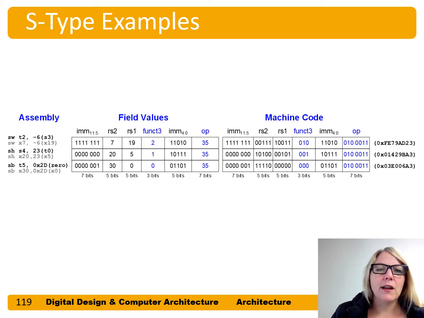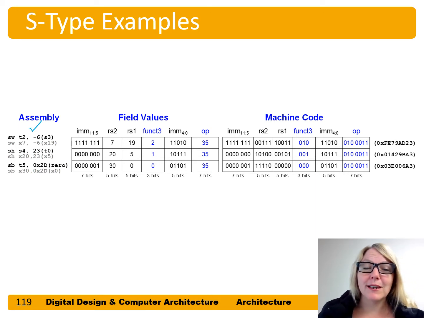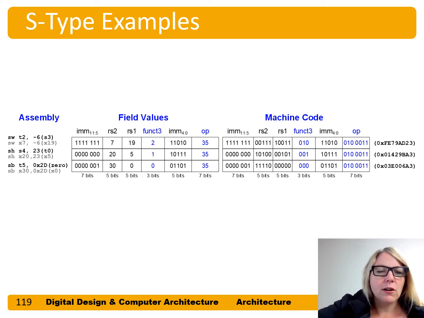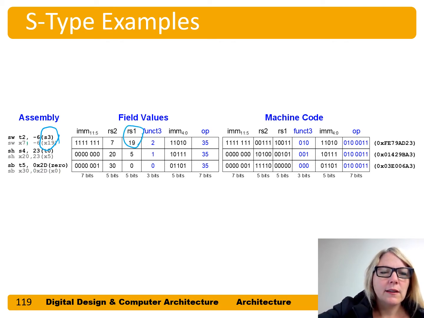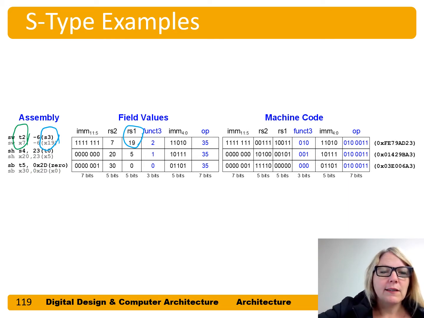So here are some example S-type instructions. We have store word, store half, and store byte. Typically we don't have a negative offset, but I want to show that it can be, since it's a signed number, a negative offset. Here we have RS1, our base register, S3, or register number 19. Then we have our second source, the value that we're going to store to memory, and that's T2, or register 7.